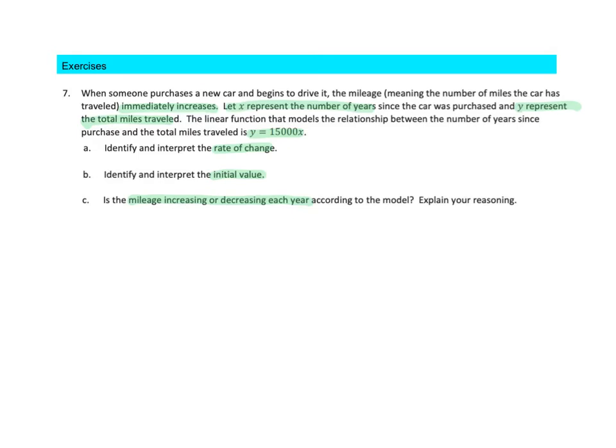All right, for the first question it says identify and interpret the rate of change. So my equation is y equals mx plus b. Remember, this is your rate of change and this is your initial value. So when I'm looking at this equation they give me here, I have y equals 15,000x and that's it. So it's plus 0 at the end. There's nothing being added on. So we're going to interpret the numbers they give us here. The rate of change is your m. So the rate of change here is 15,000.